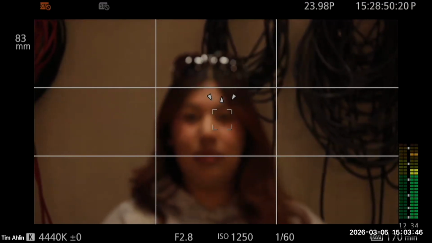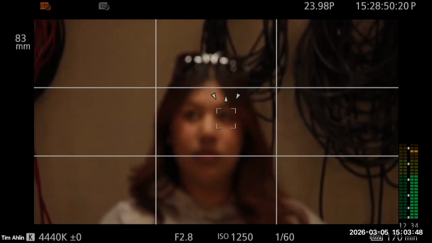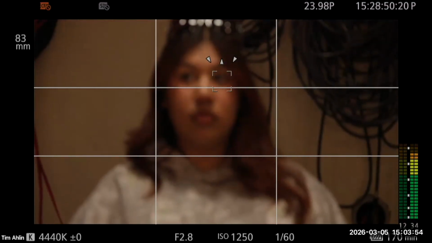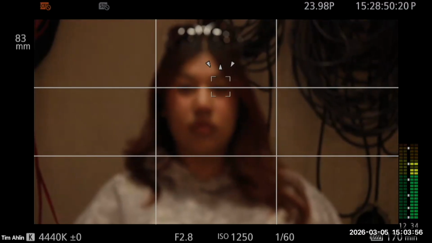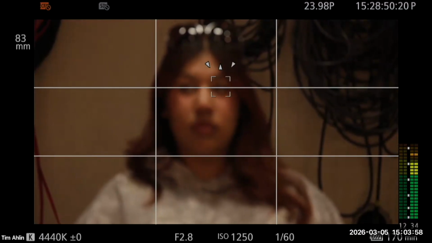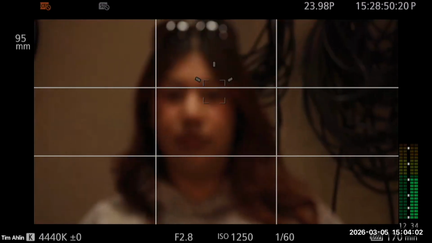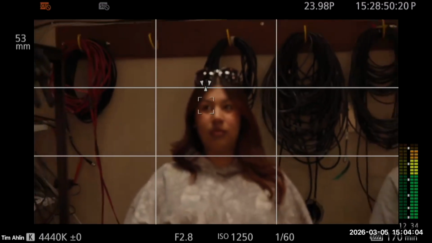Okay, which one is the focus ring again? The focus is the outer one, zoom is the inner one. But right now you have kind of a close-up. I want an extreme close-up of her eyes. This is the zoom. Okay, so it might be all the way zoomed in, I'm not sure. And if it is, then we're gonna have to truck the camera forward.